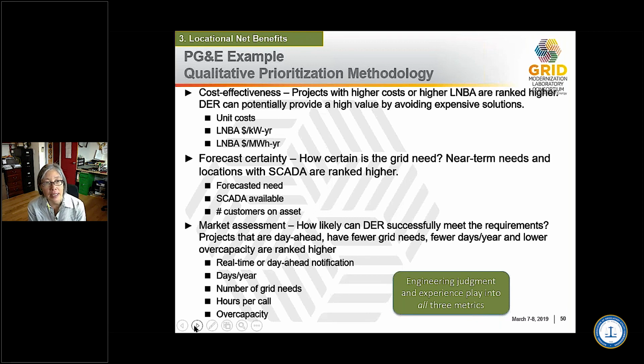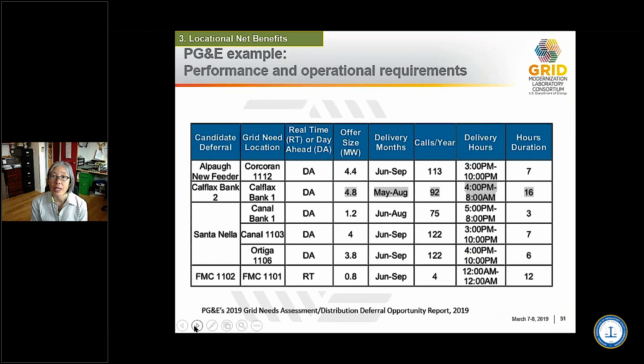If you go to the next slide, Carrie, this is just showing an example of the grid needs assessment. For example, the one that's highlighted here, CalFlex Bank 2, has a day-ahead need. So I'm going to know that I'm going to have a problem 1 day in advance. It's got a 4.8 megawatt need. It's a summertime need, so I know I'm going to have a problem during May to August. 92 calls per year, so I'm anticipating I run into this problem 92 times a year. What are the hours? 4 p.m. to 8 a.m. So that's a 16-hour duration.